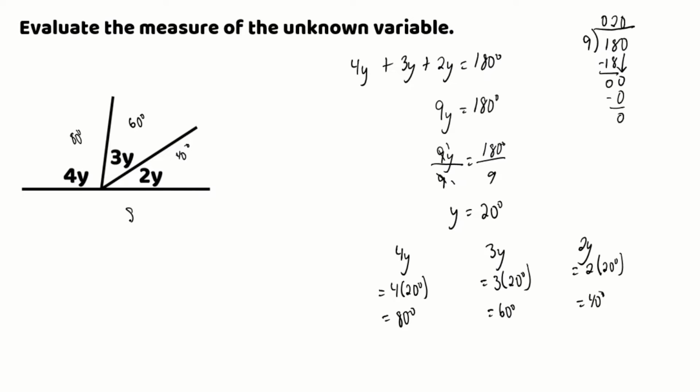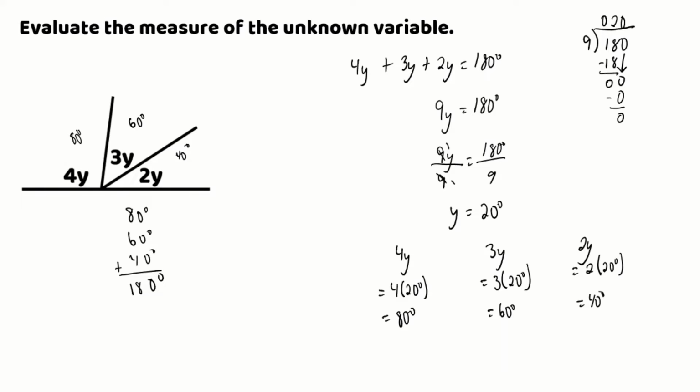And now let's sum our numbers together to see if they will add up to 180 degrees. So 0 plus 0 is 0, 6 plus 4 is 10, and 10 plus 8 is 18. So we see that our angles all sum to 180 degrees.